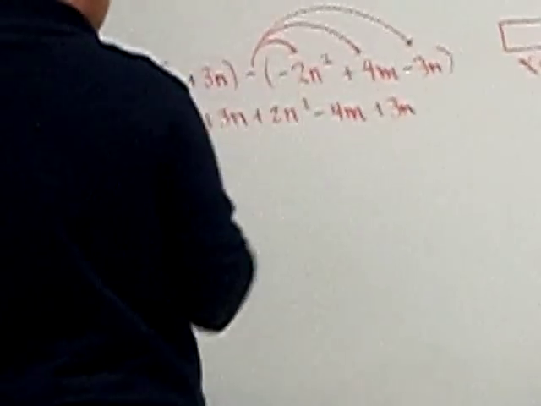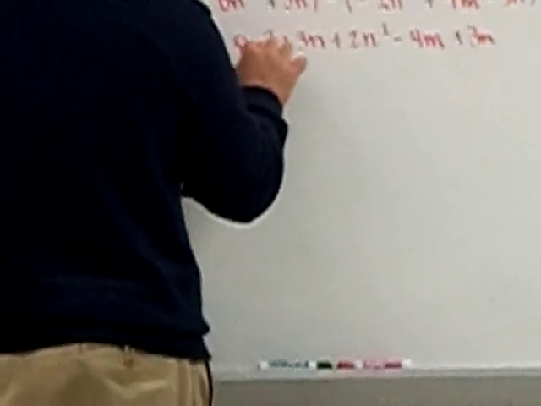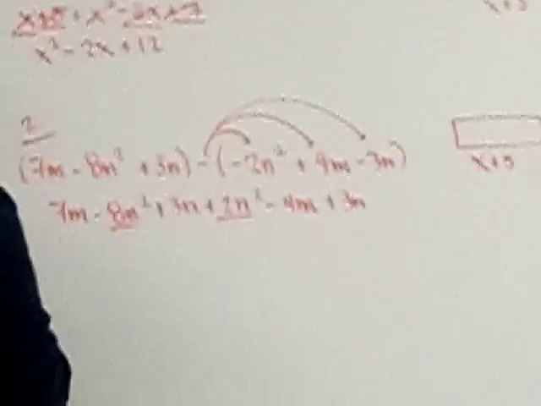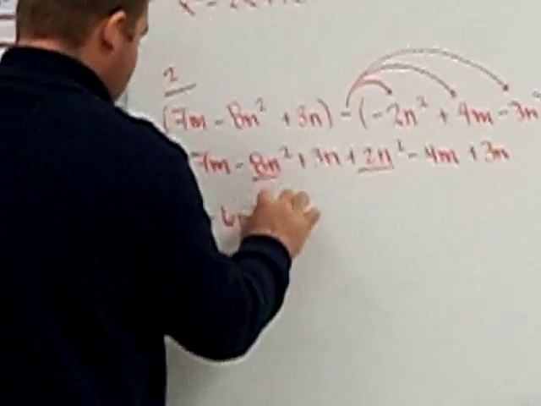Oh, it should be negative 2, or positive 2n squared. Combine like terms. We have an n squared here, an n squared here. Negative 8 plus 2 is what? Negative 6, right? We've got negative 6n squared.